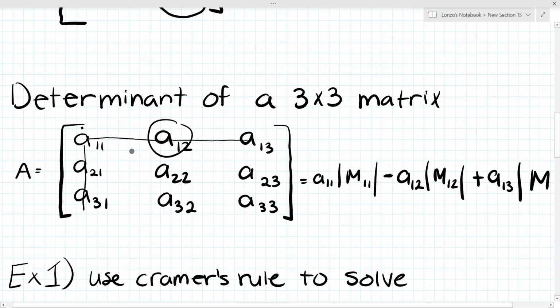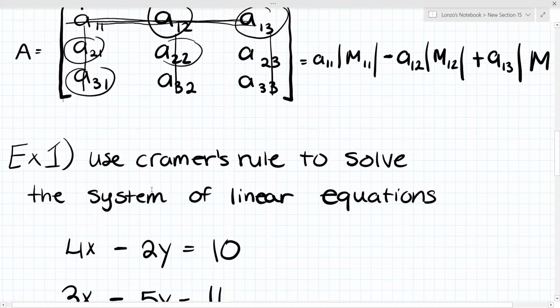And then you're going to do the same thing with A12. You're going to cross off any rows or columns related to A12. So you're left with A21, A23, A31, and A33. And then plus A13, the coefficient of this number. Just remember, cross off any rows or columns that have that number. So you're left with this one, this one, this one, and this one, and then you would just find the determinant of that, right? I'm only going to do 2 examples because they can be kind of lengthy.